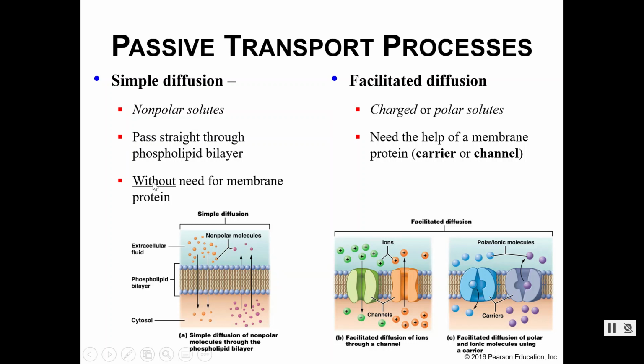Notice we have not used any sort of protein helper. Notice that we have not used ATP, anything like that. We've just simply moved straight through the phospholipid bilayer. And the best example that I can give you for this is things like oxygen and carbon dioxide. So we would want to take oxygen that's outside of the cells, and we would want to move it inside. We would want to take carbon dioxide that's inside the cells and move it outside to get rid of it.